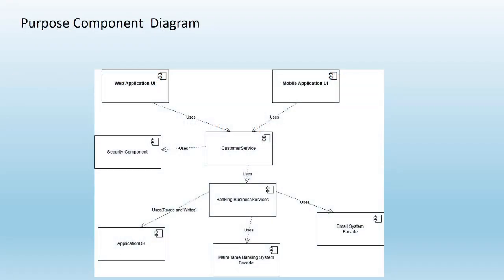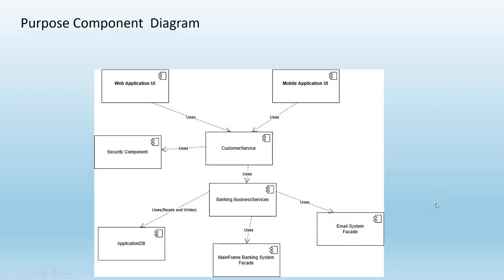So shown on the screen is the component diagram of the internet banking system example that we have been going through during the context and the container diagram discussion. Here, as you see, you have a web application UI and a mobile application UI component which talk to the customer service component. This component will talk to the security component to invoke all kinds of authentication and authorization services. Also, the customer service component talks to the banking business service component to invoke business services functionality. The business service component talks to the mainframe banking system facade to interface with the core mainframe banking application. Similarly, the business services component interfaces with the email facade.